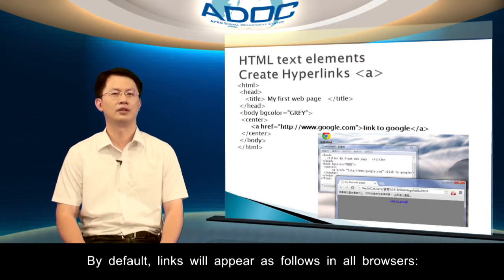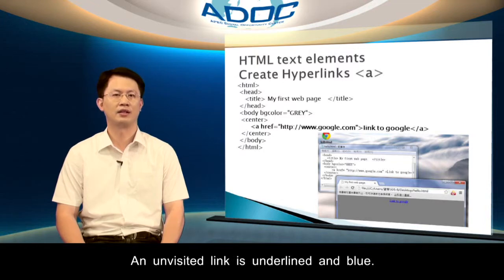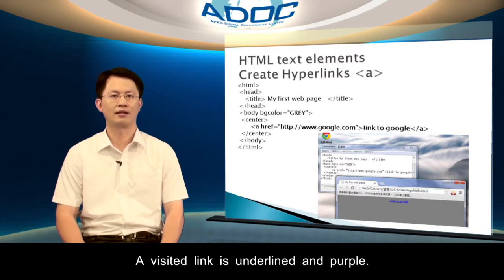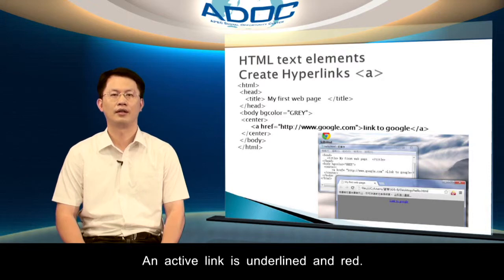By default, links will appear as follows in all browsers. An unvisited link is underlined and blue. A visited link is underlined and purple. An active link is underlined and red.